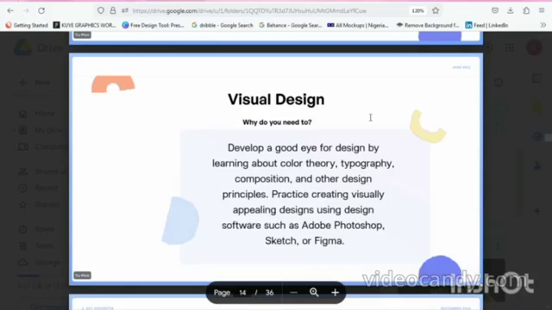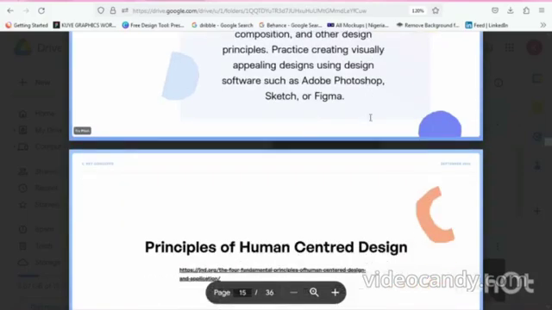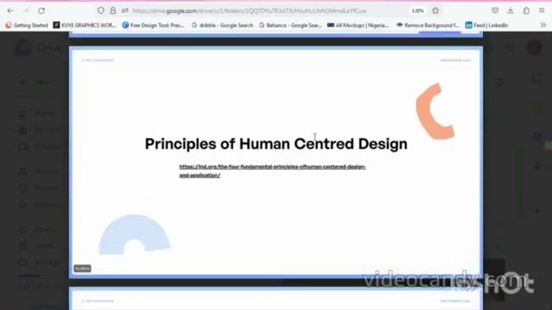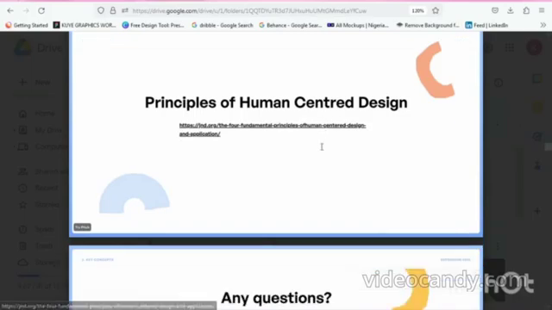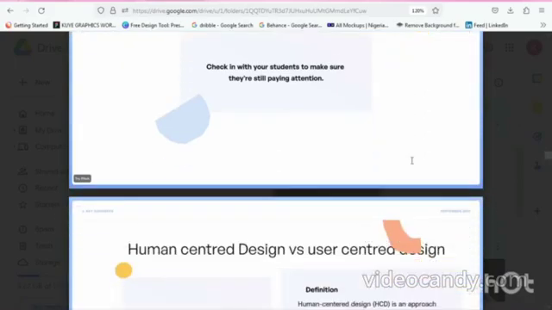So just know that there's design thinking, and we have visual design, obviously the typography, the colors, and all of these things that are important in UI design. We already talked about what human-centered design is. This link will take you to the principles of human-centered design. If you have any questions for me about human-centered design, don't worry about design thinking. I'll explain that in the next videos, and we're going to talk about design thinking.